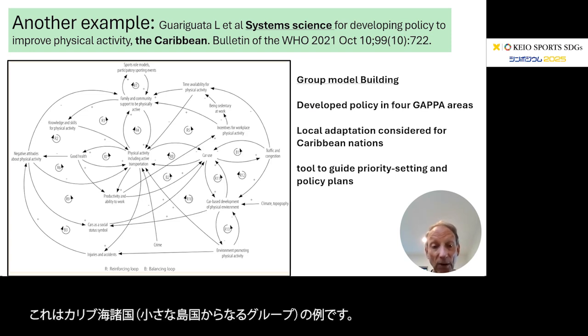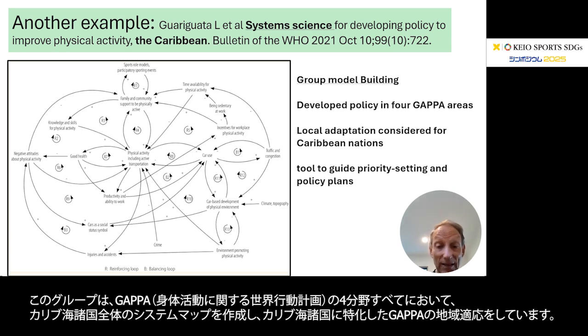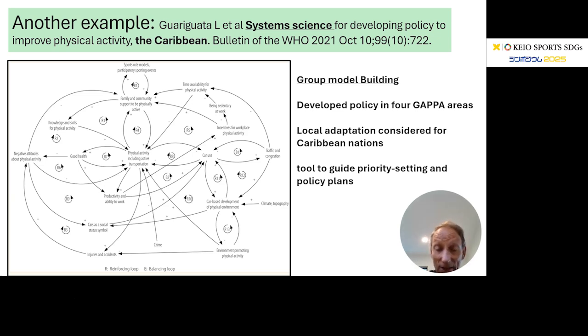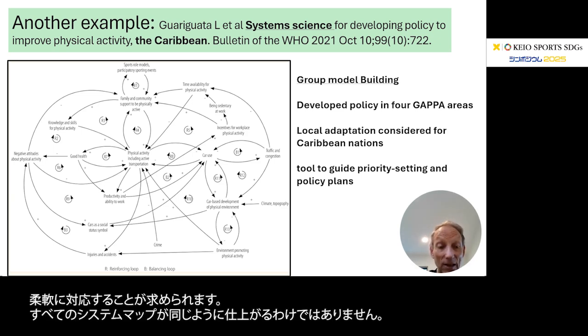This is an example from the Caribbean countries, which are a group of small island countries who developed a systems map for all of their countries in the 4 GAPA areas, and have local adaptation of GAPA specific for Caribbean nations. So you need to be able to be flexible. Not all systems maps end up looking the same.